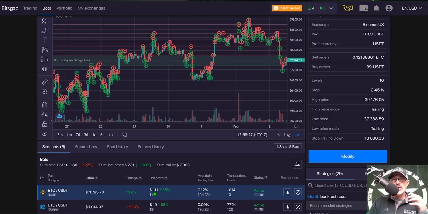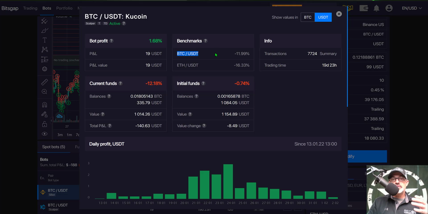Now, that still would not be nearly as bad as the fact that the Scalper bot is down 12%. And that's with adding in 1.68% profit, but it took this bot 7,700 trades, almost 8,000 trades, and still it hasn't produced any meaningful results. In reality, if we jump over here and check its details, you can see that it's pretty much in line with the buy and hold strategy. A buy and hold strategy would be down 12%, and my current funds are down 12.18%, so it's doing slightly worse than a buy and hold strategy.